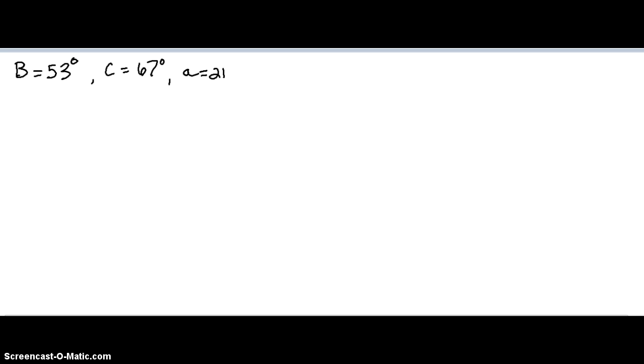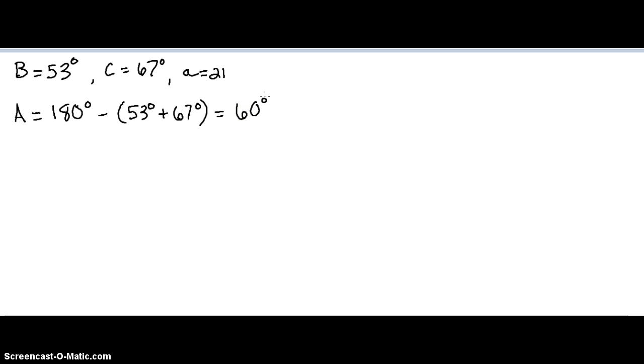Therefore, we'd really like to find angle A before we start this. And that's not too bad to find. So to find angle A, we're just going to take 180 degrees, and we are going to subtract from it that 53 degrees plus 67, because we know a triangle always adds up to be 180 degrees. And if we do that, we end up with angle A being equivalent to 60 degrees.